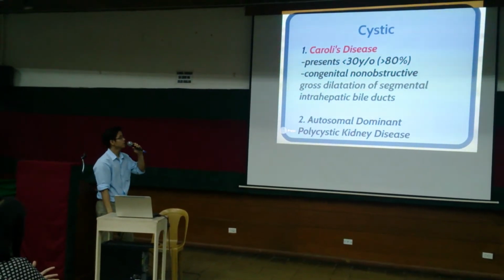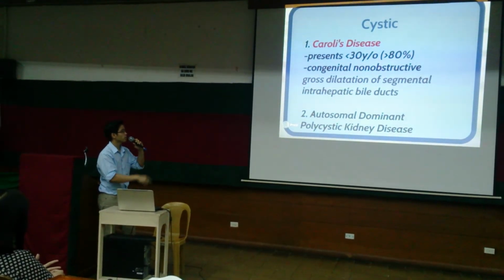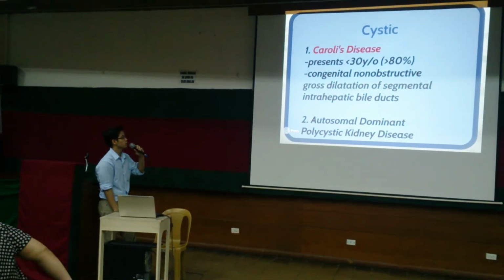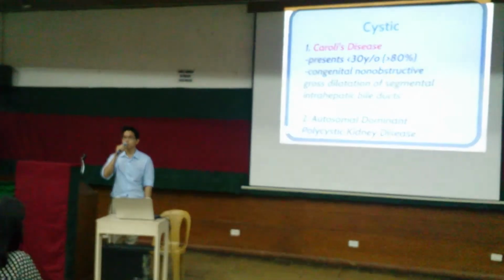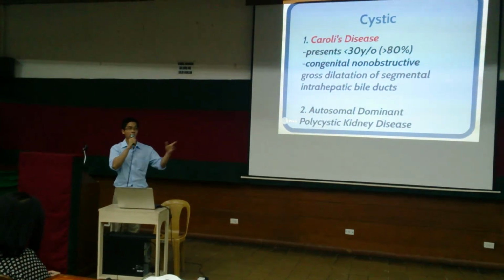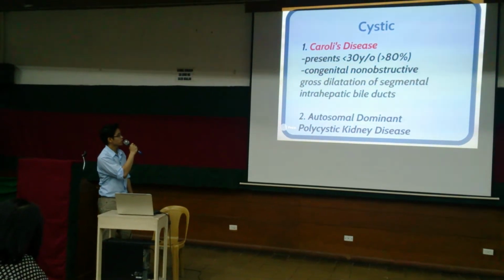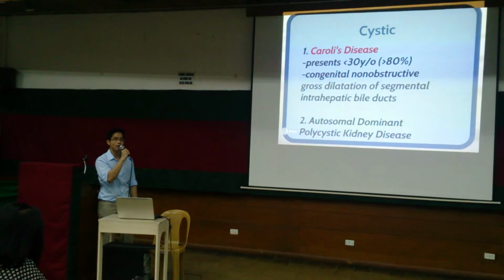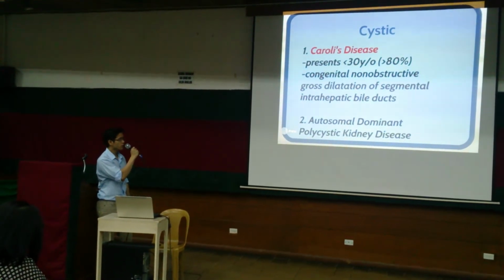One would be Caroli's disease. I highlighted this in red because this is one of my differentials later. Caroli's disease usually presents in patients less than 30 years old in more than 80% of cases. So what is Caroli's disease? I'm sure you're familiar with choledochal cysts. There are certain types of choledochal cysts, actually 5, and type 5 is Caroli's disease. It is a congenital non-obstructive gross dilatation of segmental intrahepatic bile ducts. Take note, intrahepatic, because there's also extrahepatic dilatation, and those are different types of choledochal cysts.